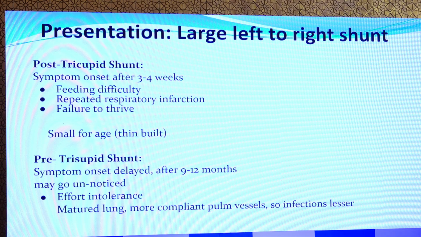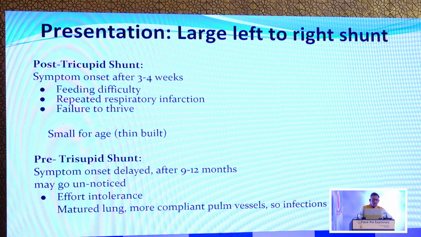Now, presentations in post-tricuspid shunts: the symptoms we have discussed begin at 3 to 4 weeks. There are three things: feeding difficulty, repeated respiratory tract infections, and failure to thrive. They are all related to left ventricular dysfunction with normal LVEF.